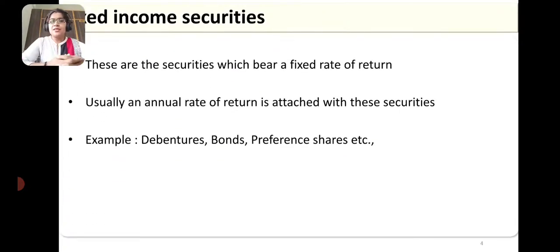So fixed income securities are those securities which bear a fixed rate of return. Like if you take a bank deposit, or debentures, or preference shares, they always carry a coupon rate. So when we talk about fixed income securities, the main characteristic is that they carry a fixed rate of return, and usually the rate of return is expressed per annum. For example, debentures, bonds, preference shares are fixed income securities.